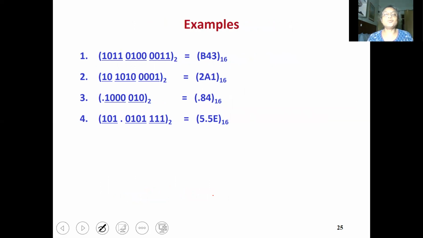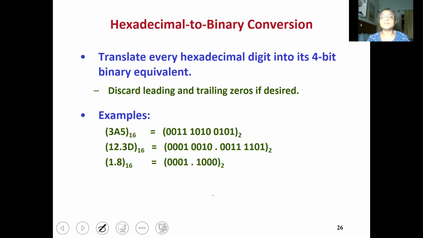Similarly, you can work this out. I leave it as an exercise, and these examples are there in the slide. Please follow the procedure to work them out.